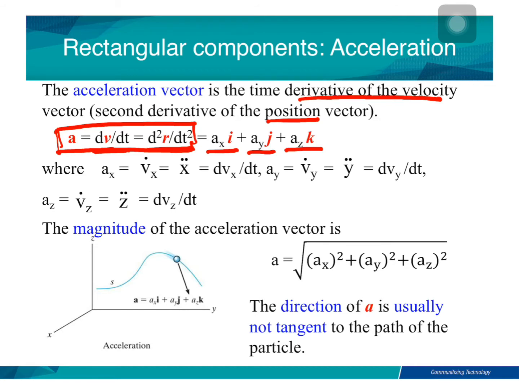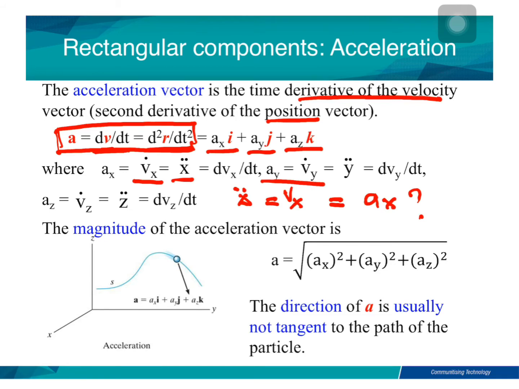So how to determine ax? ax can be determined by the first derivative of vx or the second derivative of x. Remember the previous one? What is x dot? x dot is vx. Right, so now we differentiate to get the acceleration. So ax becomes x double dot, a double derivative. Okay, understand?